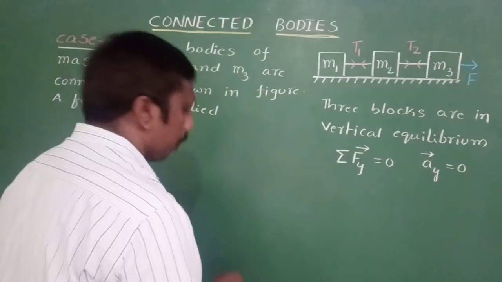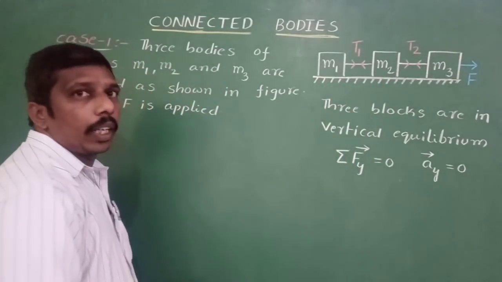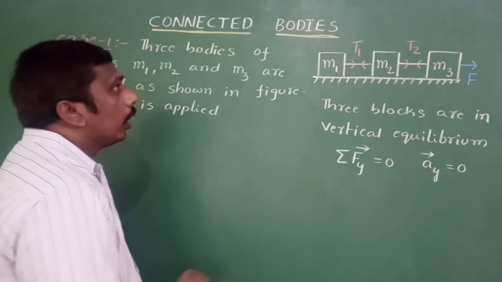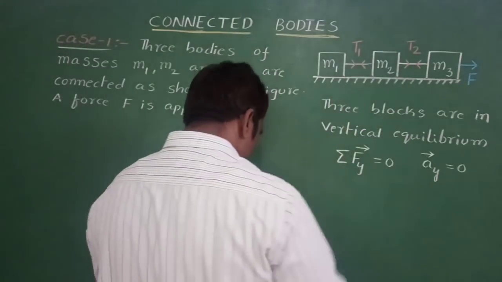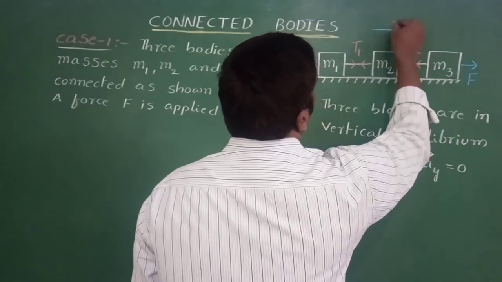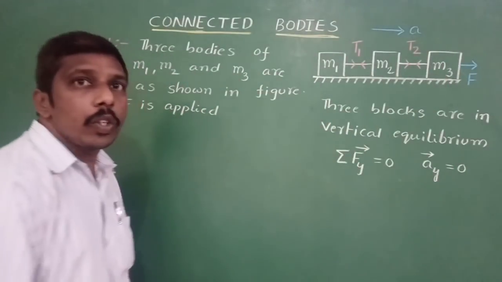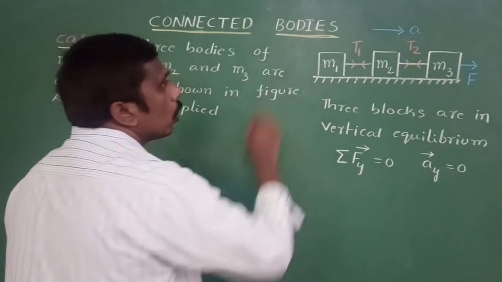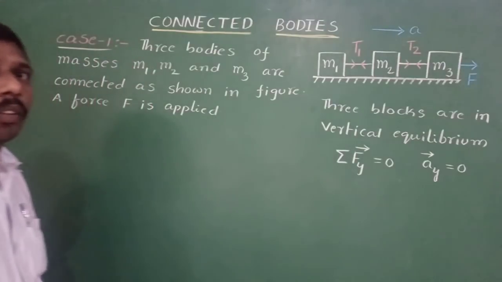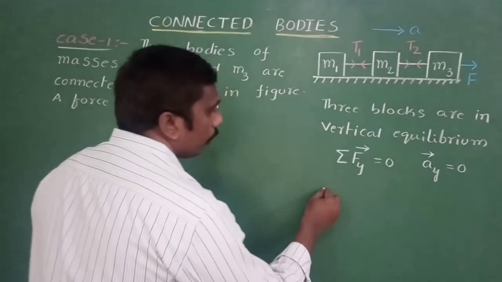In this case, the three blocks are traveling along the horizontal direction. I am assuming the three blocks are moving along the horizontal direction with an acceleration A. And you assume this surface is a smooth surface. First, draw the free body diagram for M1.